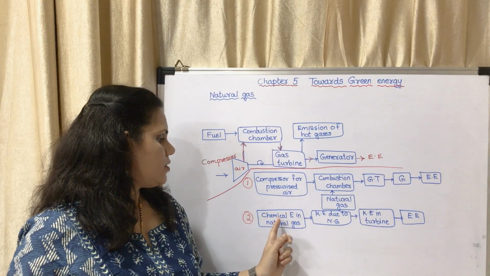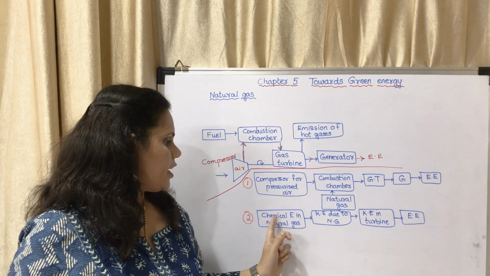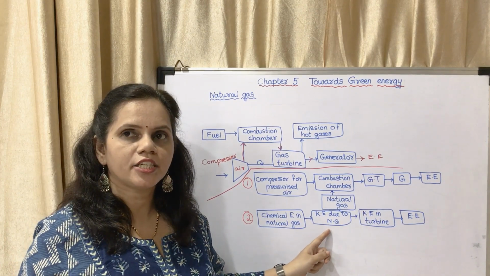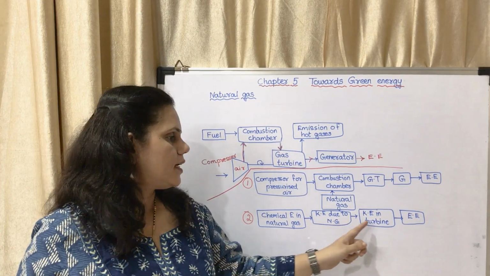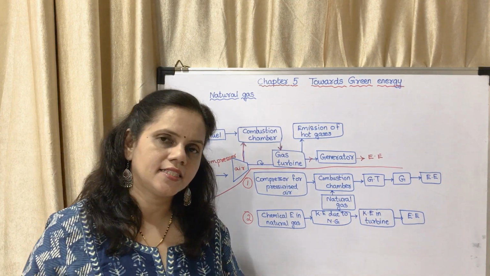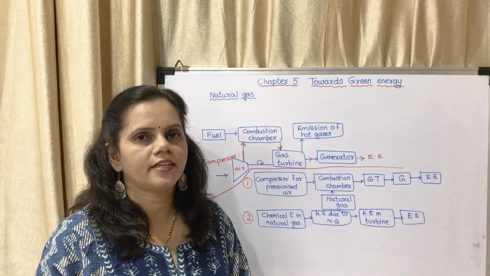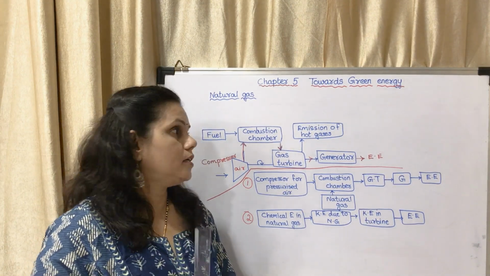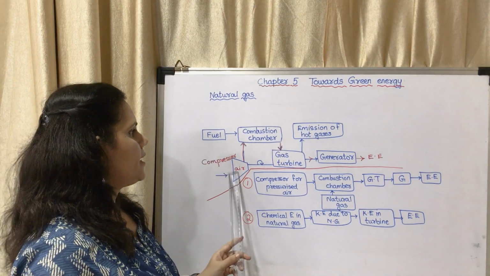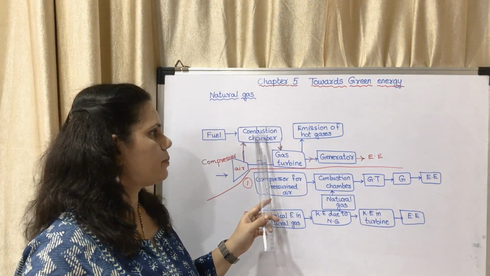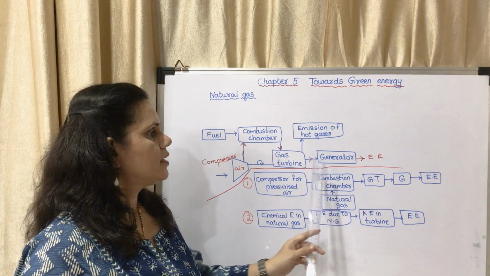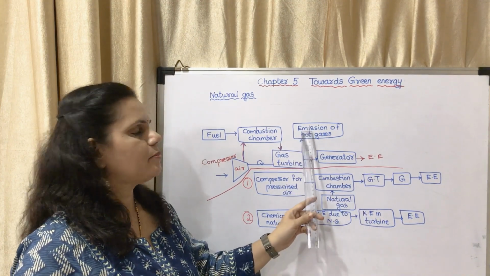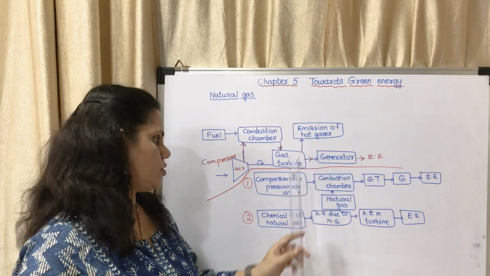Now, the flow of energy: the chemical energy in natural gas is getting converted into kinetic energy in the turbine, which is getting converted into electrical energy. I repeat, the fuel and the air are made to burn in the combustion chamber. The gas turbine is moving, the generator will move, electrical energy is generated, and the hot gases are given out.